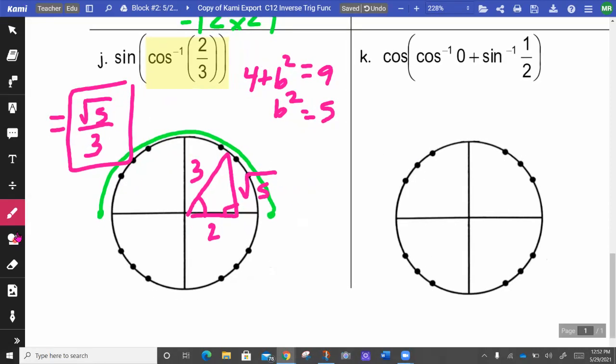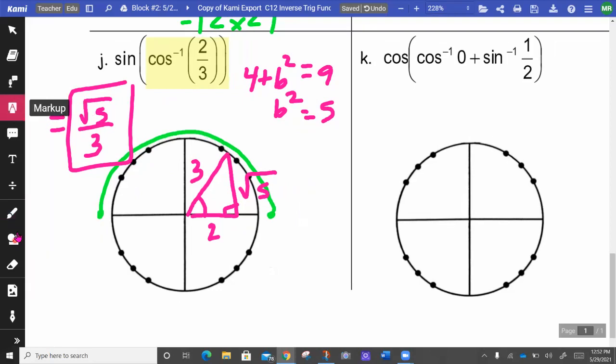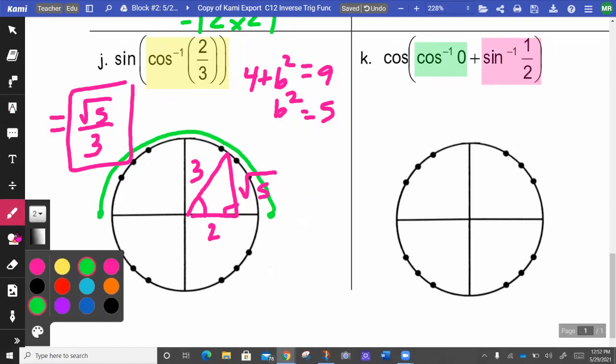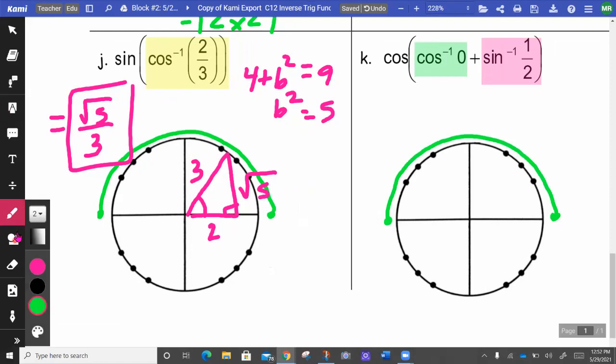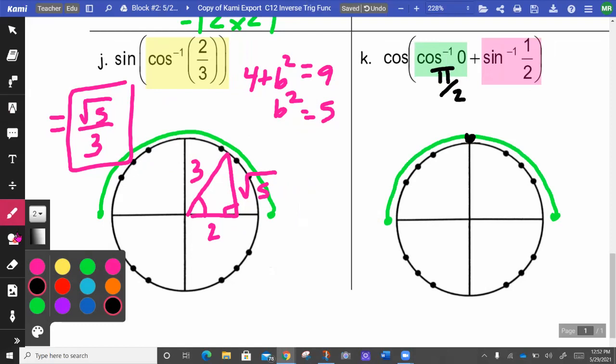Now on K, I have 2 things inside. I have this that I need to find, and then I have this that I need to find. So let me first focus on my cosine inverse. So cosine inverse is going from here to here. I want where my cosine is 0, and my cosine is going to be 0 up here, which is pi halves. So this is really a pi halves.